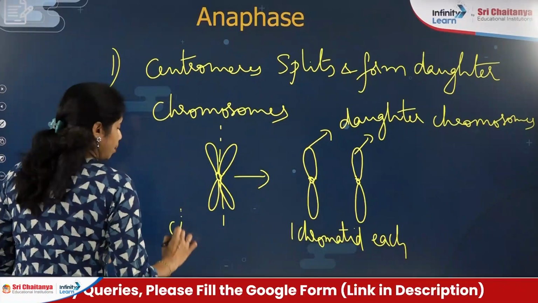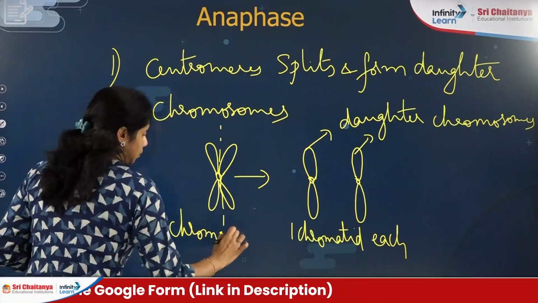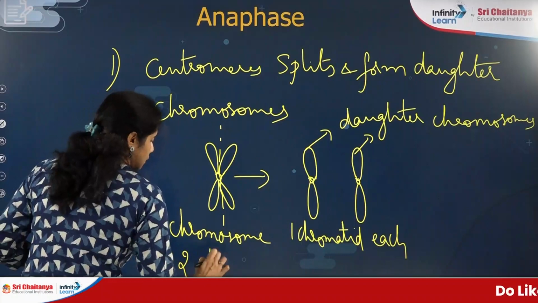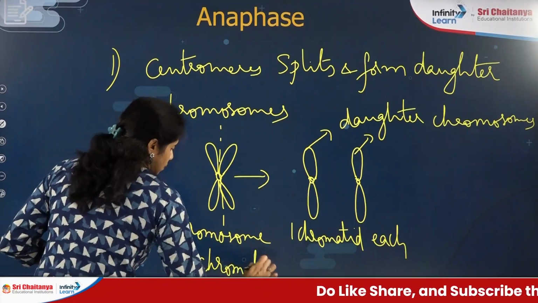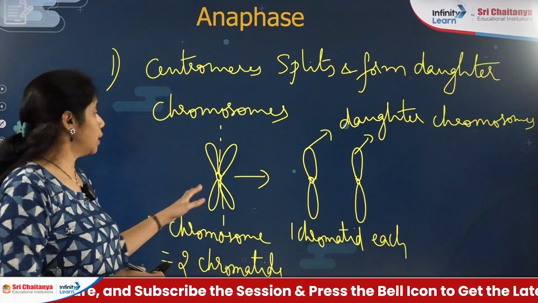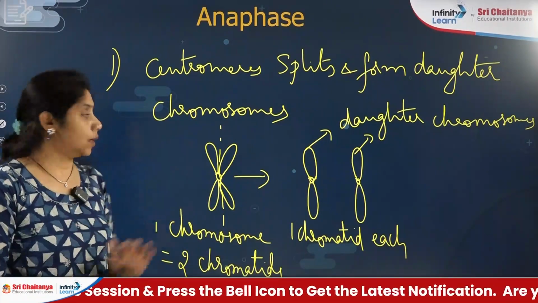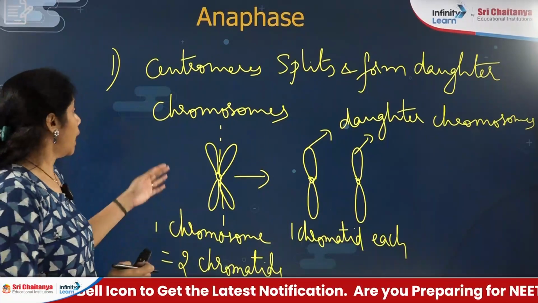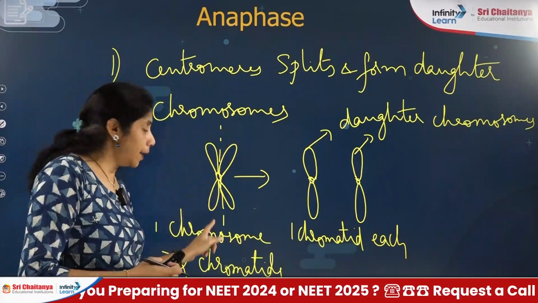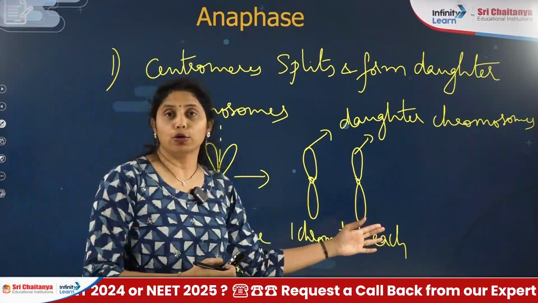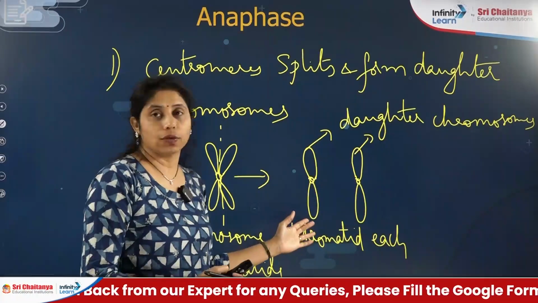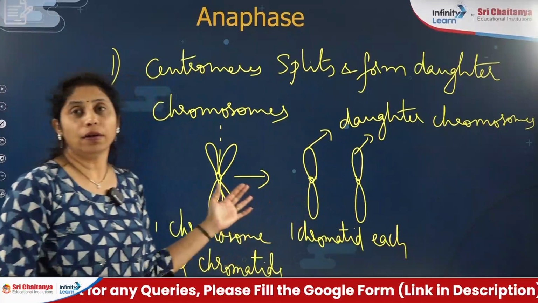But here the parent chromosome, one chromosome, has two chromatids. So in the anaphase beginning, each chromosome will be having two chromatids, and they are called sister chromatids. In the anaphase, the centromere will be splitting exactly in the middle so that it results in the formation of daughter chromosomes, and daughter chromosomes are having only one chromatid each. This is the first event which will happen in the anaphase.